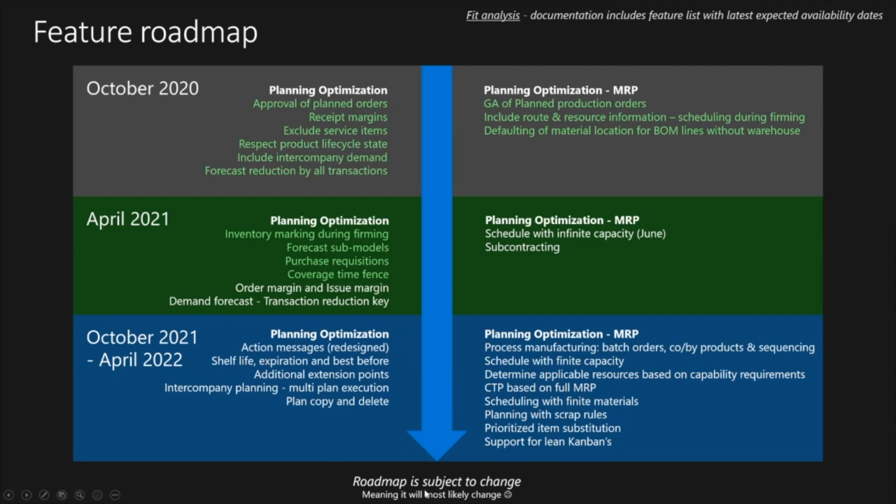Of course, this is the roadmap and subject to change. I don't want to take too much time on this. It will be part of the deck. And one thing I want to note is that on the documentation page for fit analysis, you will also find all the details for planning optimization with the dates on it in a table there, and we're trying to keep that up to date. So that's actually where you will find the latest expected availability dates for the individual features that you might be depending on.